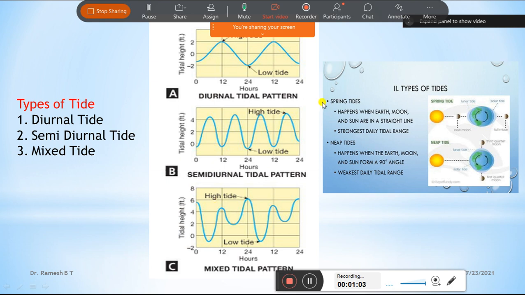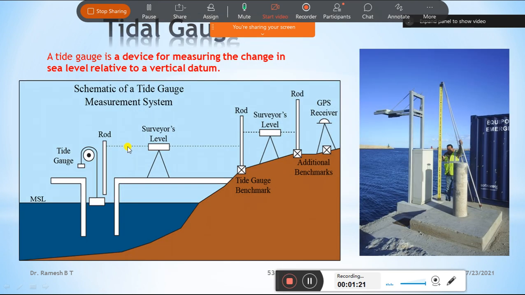We also discussed what is meant by spring tides and neap tides. Spring tide means the highest level or strongest tide, and neap tide means the weakest tide in a day. So these things we discussed in our previous class, and today we are going to discuss some interesting topics in tidal energy.